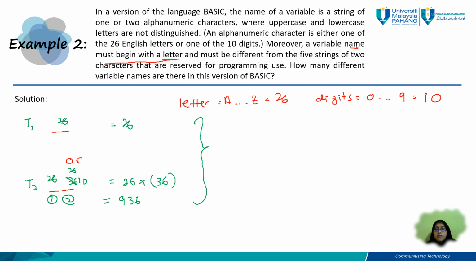That means by using the sum rule, we will have 26 plus 936. That means we have 962.